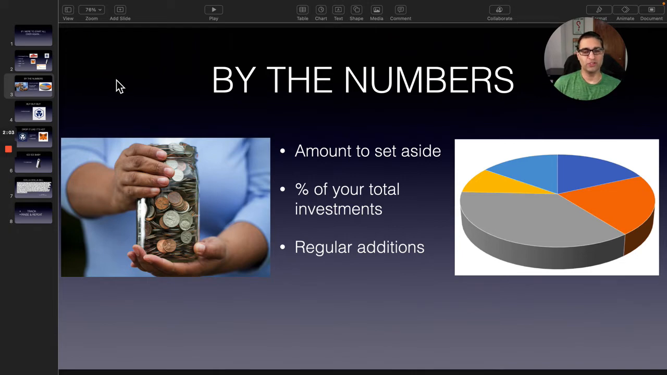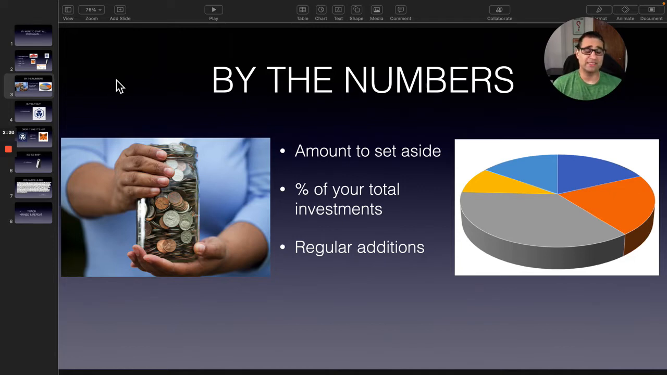So it's really good to have a percentage of your entire investment portfolio figured out, right? What percentage you want to put in. Is it 5%? Is it 10%? Is it 1%? All of that. You just need to figure out what percentage works for you, all right?